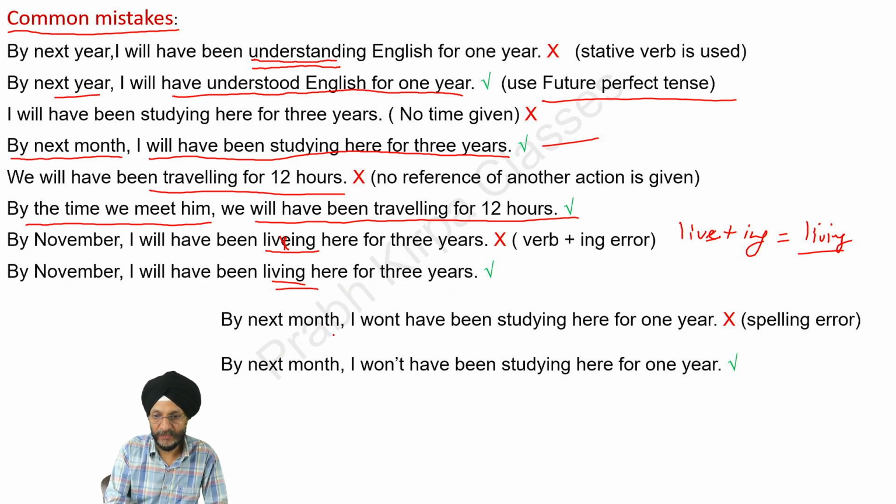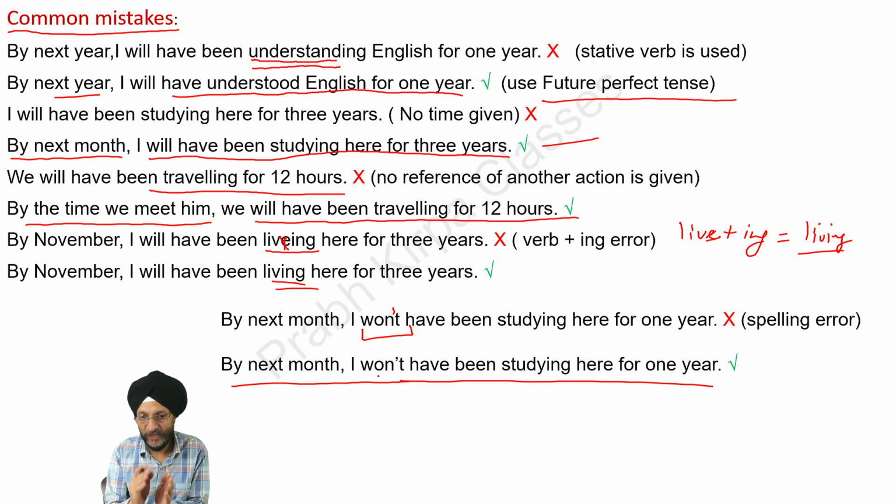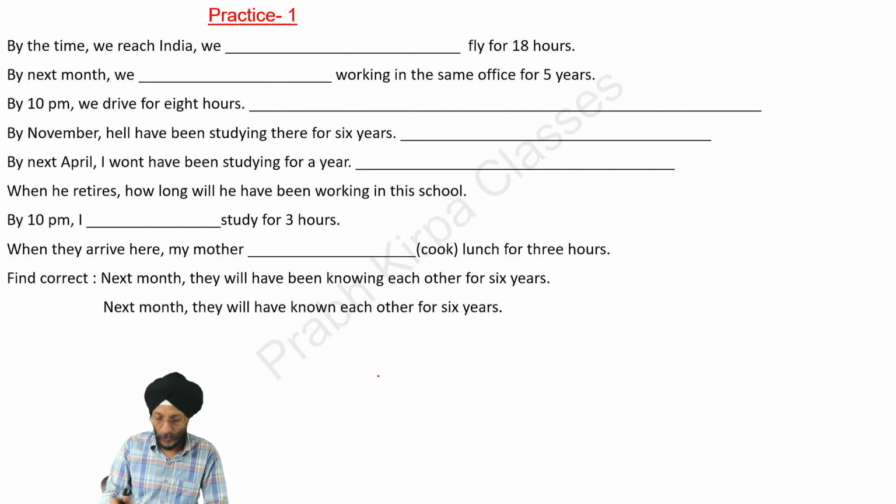Next, by next month I won't have been studying here for 1 year. You may read it continuously and you may not see the error. This is the error, won't. Here the apostrophe is not given, so we have to simply add an apostrophe in between n and t, and then the sentence will become okay. Now we do some practice.